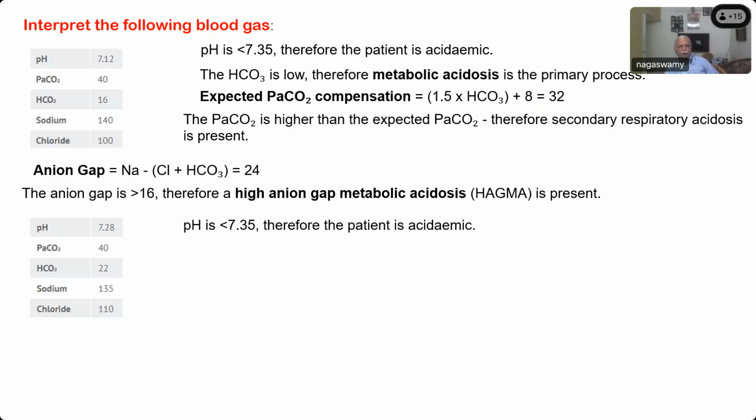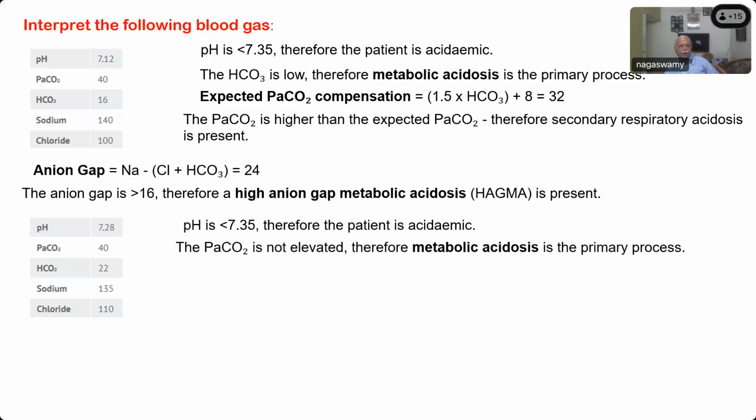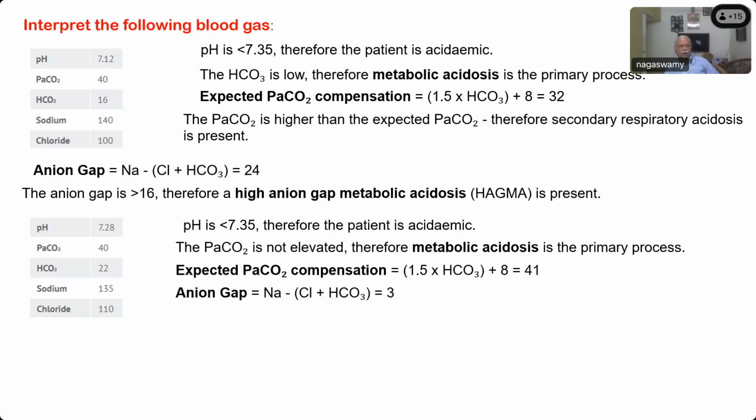So pH is less than 7.3, so it is acidemic. PaCO2 is not elevated, therefore metabolic acidosis is the primary process. Expected PaCO2 compensation is 41. Here it is 40. Anion gap is only 3. So it is a low anion gap metabolic acidosis.